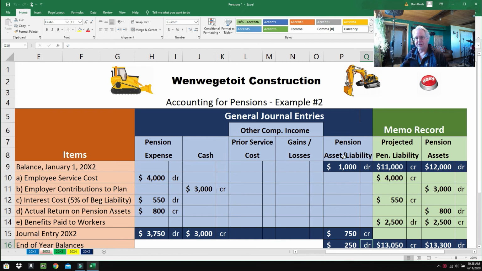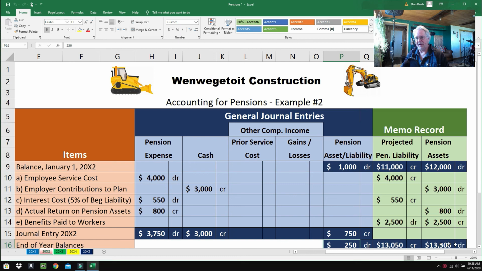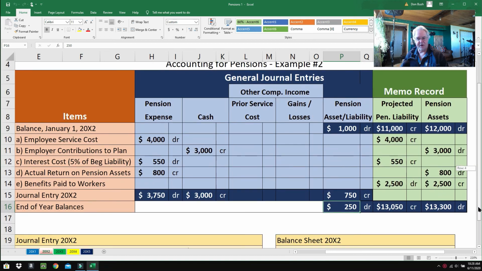We could also do it vertically too. We start out with a $1,000 debit. We subtract away the $750 credit. That leaves us with $250 debit. So this $250 debit can be found either horizontally or vertically, and it should match. And if it doesn't, that means you did something wrong.